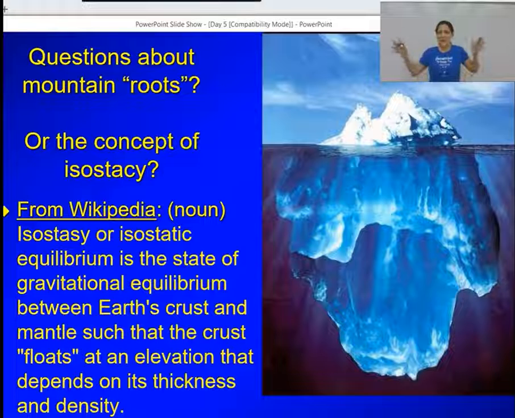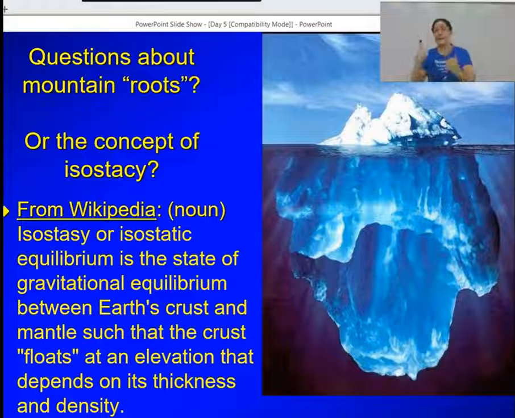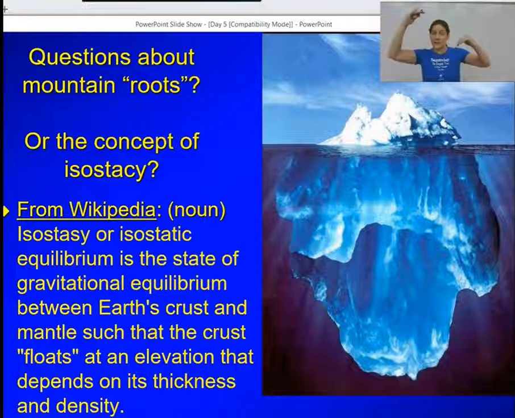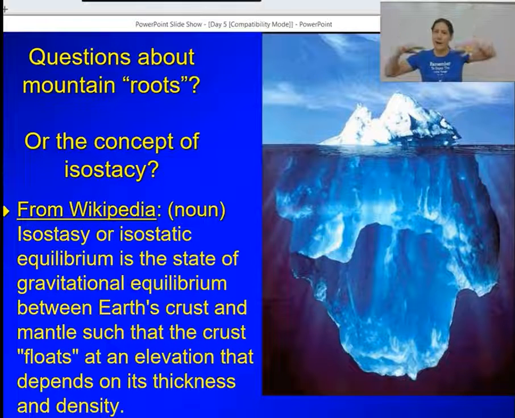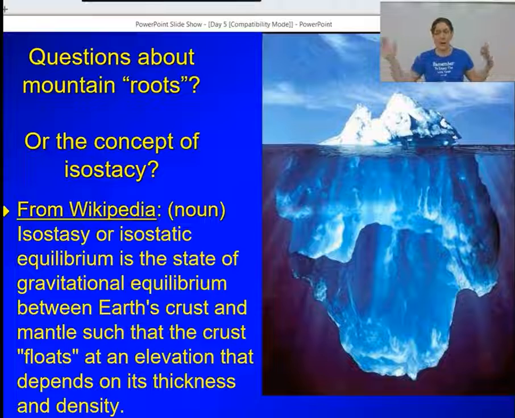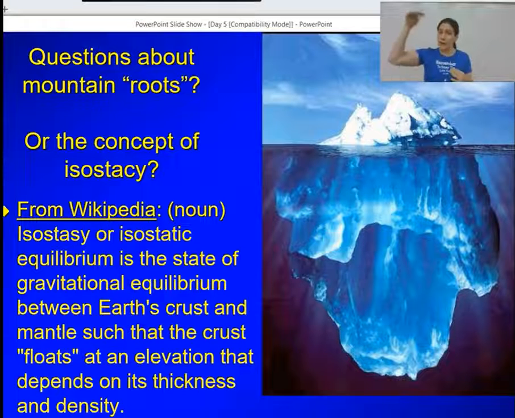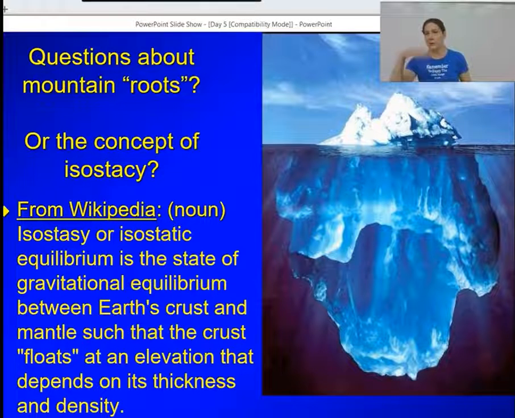So it's this quality that the continents have, and it's what causes them to be at the elevations they are and to stick up as much as they do and to extend down as deep as they do. So feel free to write it down if you want to, as long as you could answer questions like what would happen if you added weight or removed weight or how the root would change depending on how tall the mountain was, you should be just fine.